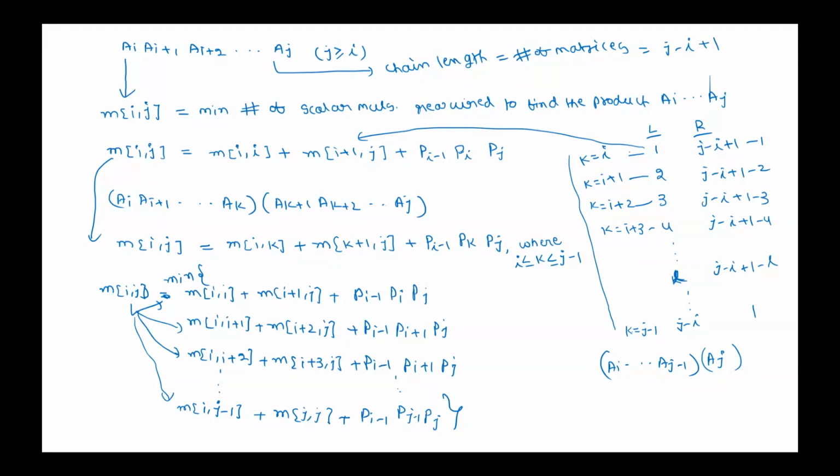Is there any doubt here? Is there any doubt? Sir, just in the third line, I want to make sure. Mi,i plus 2. Okay. This is i plus 2. Yeah. Okay. Thank you. It's fine.